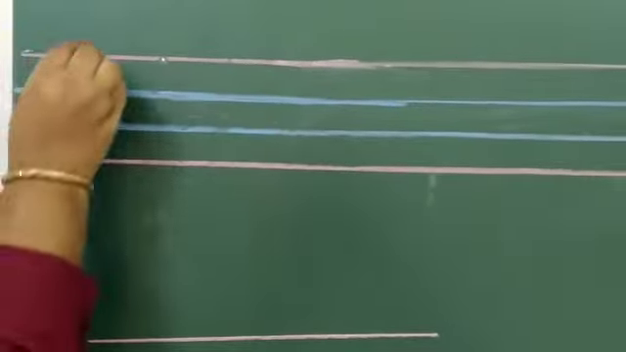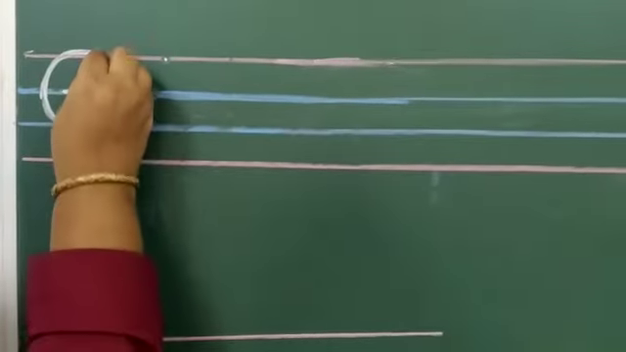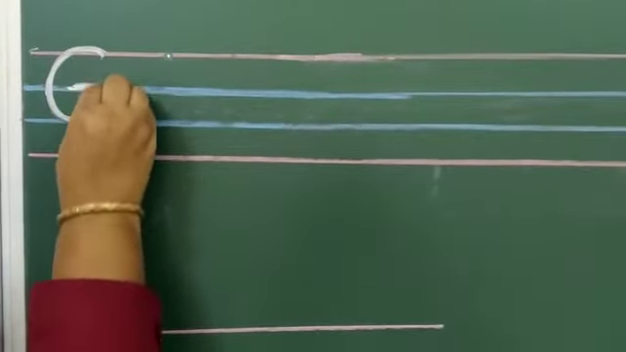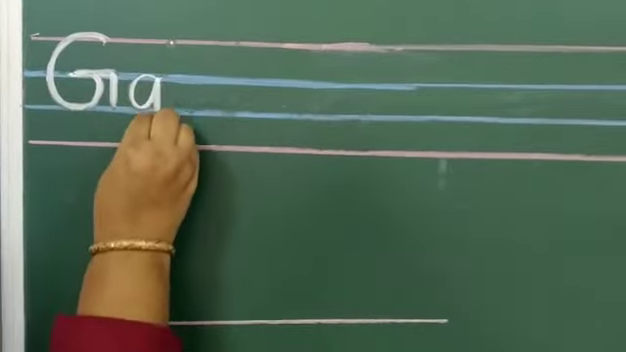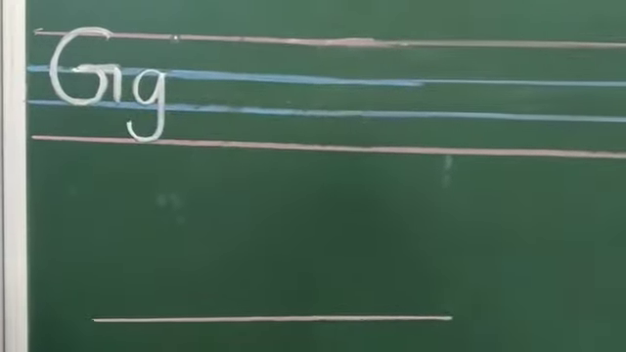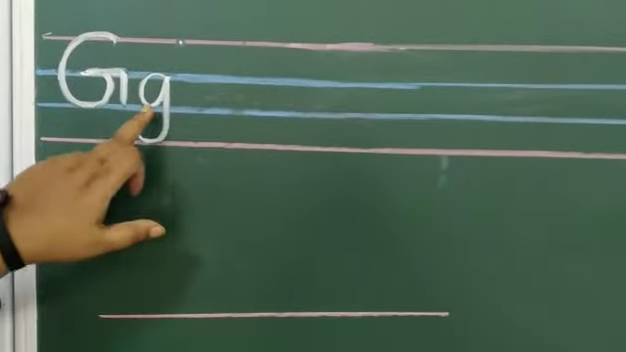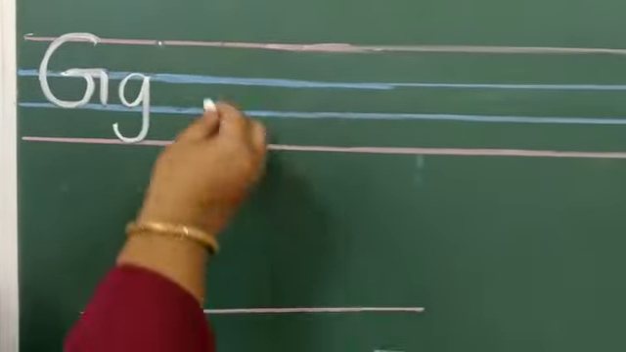You have to start from the red line. This is capital G. And now a circle, go up and come down. This is small g. Big G and small g. Now H.